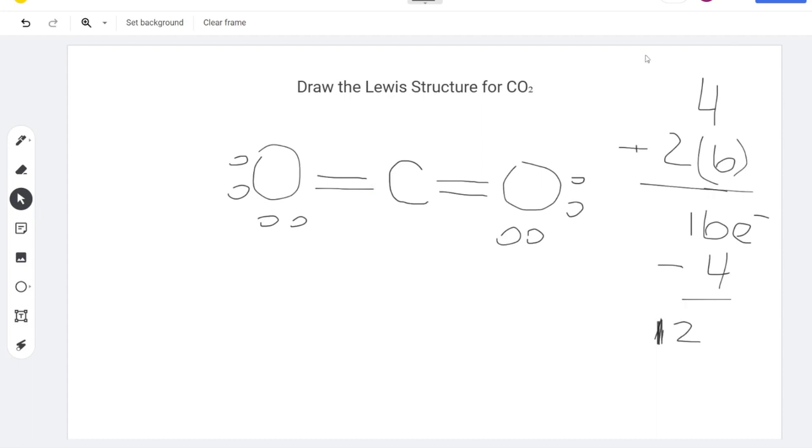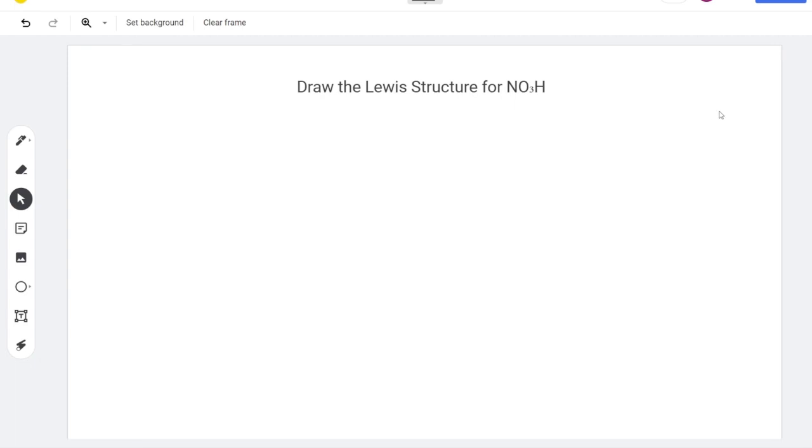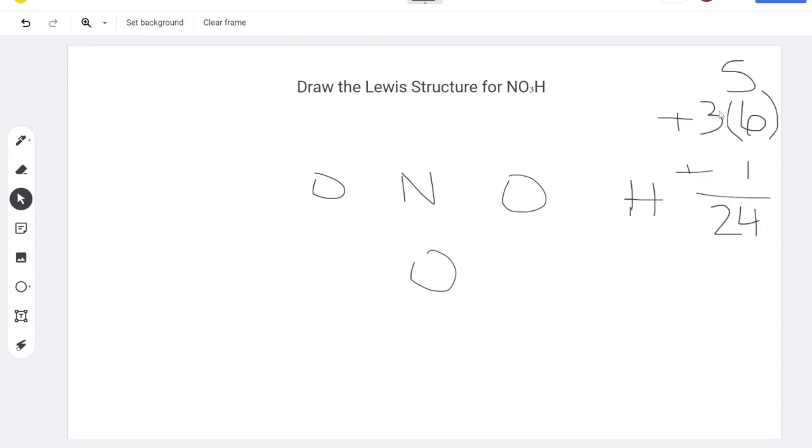Let's take a look at another problem. Draw the Lewis structure for NO3H. So again, we're going to center the least electronegative atom, and we're going to place the most electronegative atoms outside. And we're just going to tag the hydrogen onto any side. Now let's count the valence electrons. And we get 24 valence electrons.